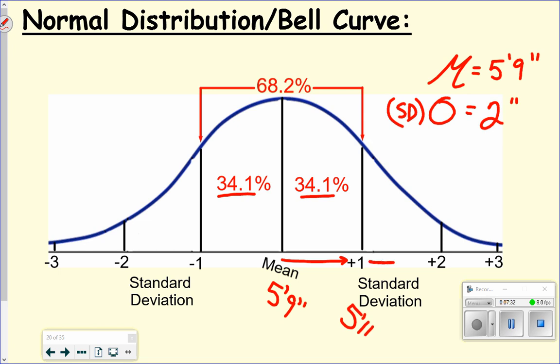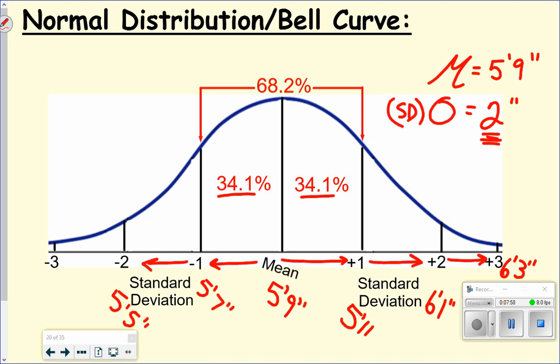If I go up another standard deviation, that means I got to add another 2 inches. Now I'm going to be at what? 6 foot 1 inch. If I go up another standard deviation, I got to add another 2 inches to that. That's 6 foot 3 inches. And likewise, it works the same way backward. Subtract 2 inches, it's 5 feet 7 inches. Subtract 2 more inches, it's 5 feet 5 inches. Subtract 2 more inches, that is 5 feet 3 inches.